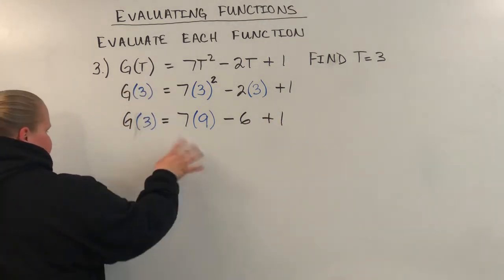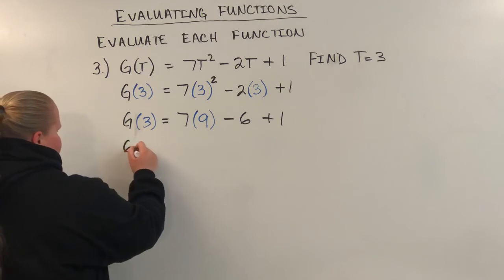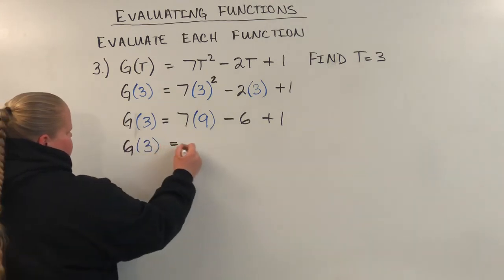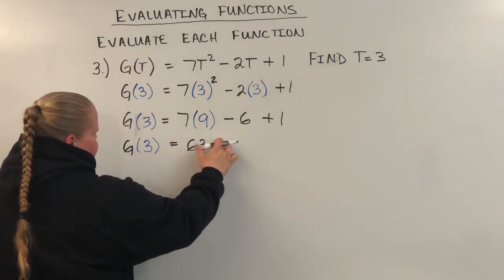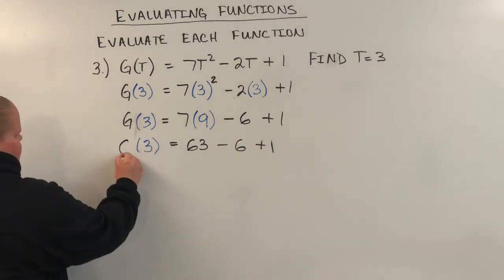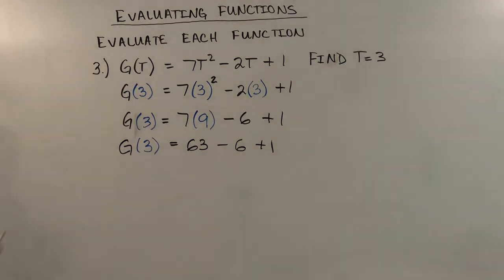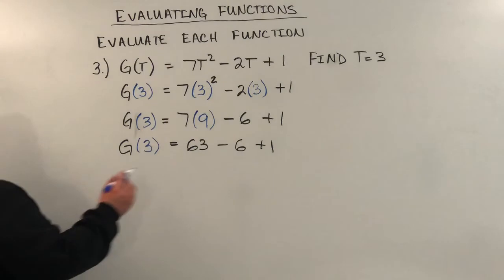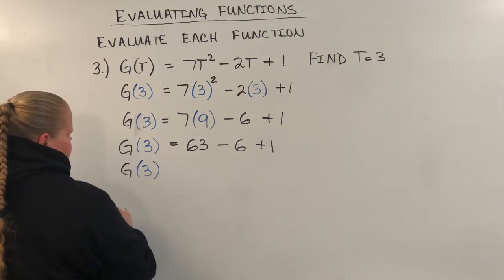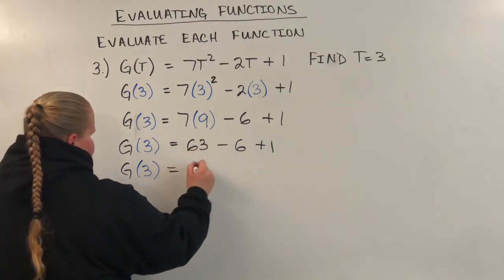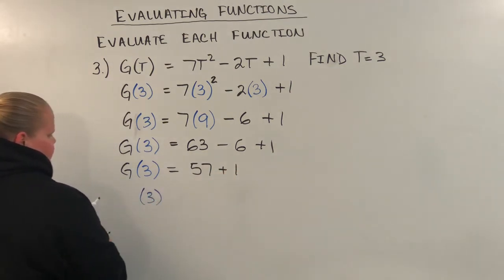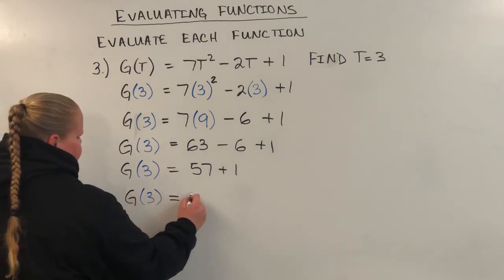7 times 9 is 63. So I have g of 3 equals 63 minus 6 plus 1. So 63 minus 6 plus 1 is what we have to simplify. 63 minus 6 is 57. And 57 plus 1 is going to be 58. So g of 3 equals 58.